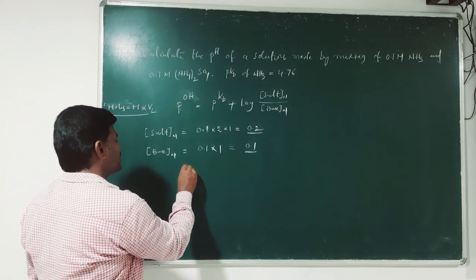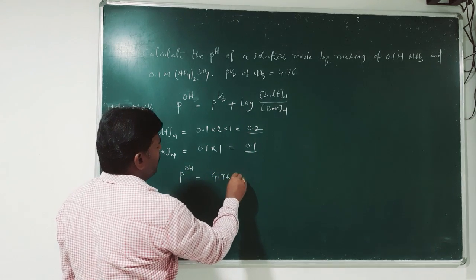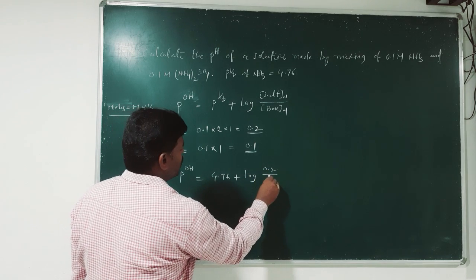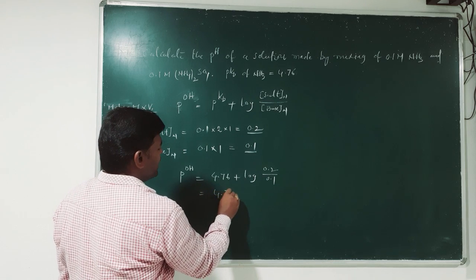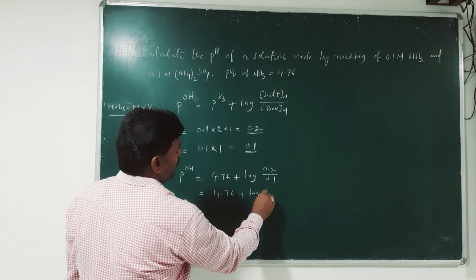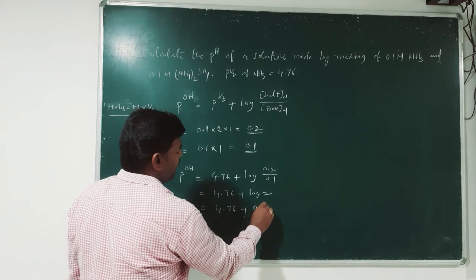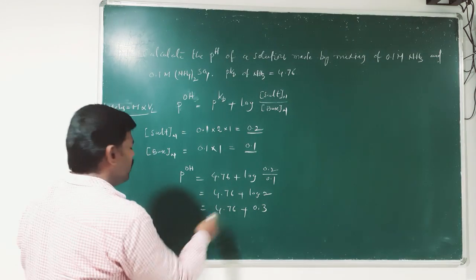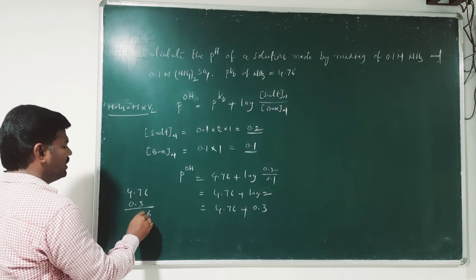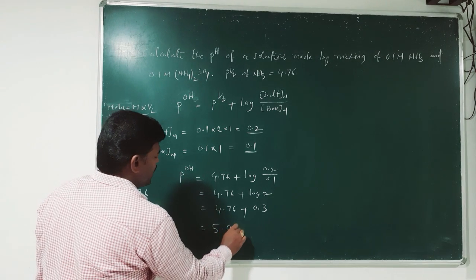So pOH is equal to pKb, which is 4.76, plus log of concentration of salt 0.2 by concentration of base 0.1. So 4.76 plus log 2, and log 2 is 0.3. So 4.76 plus 0.3 gives 5.06. This is the pOH.